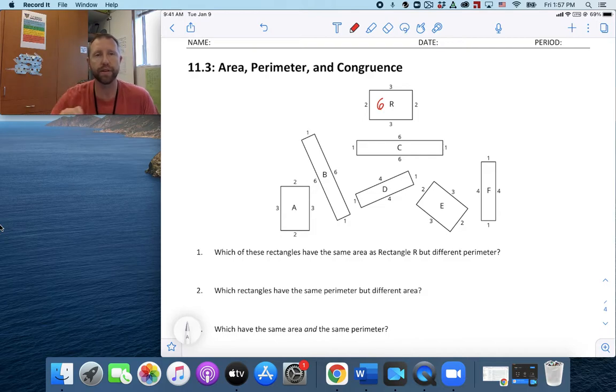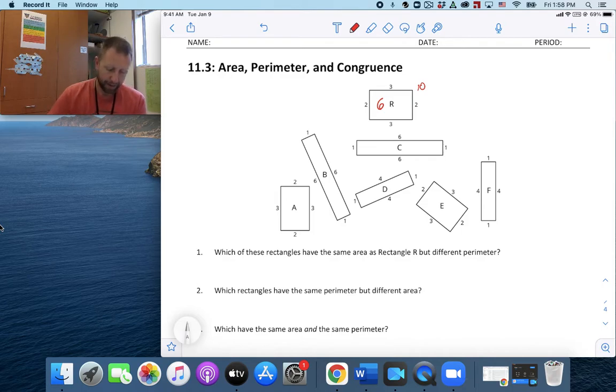If I added up all the sides of that rectangle, 2 plus 3 is 5, 2 plus 3 is 5, and 5 plus 5 is 10. So that one has an area of 6, but a perimeter of 10. And then I'll just do that for A, B, C, D, E, and F as well. That way I can answer these questions.